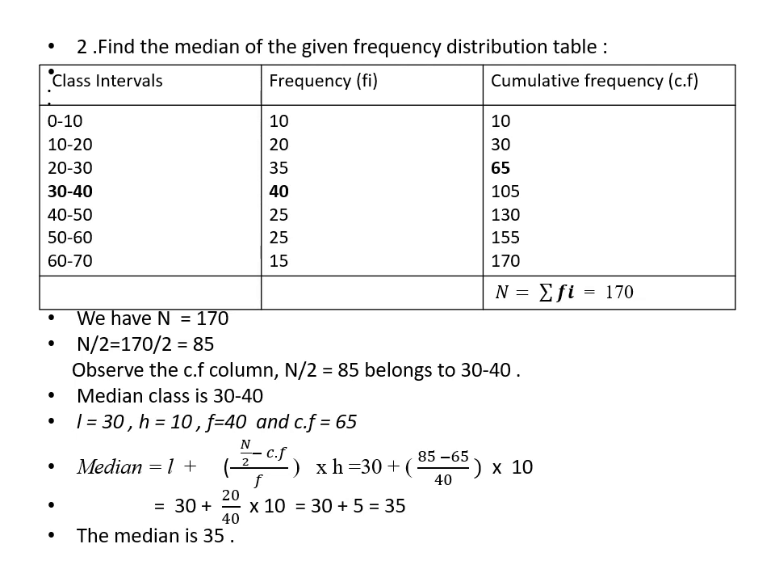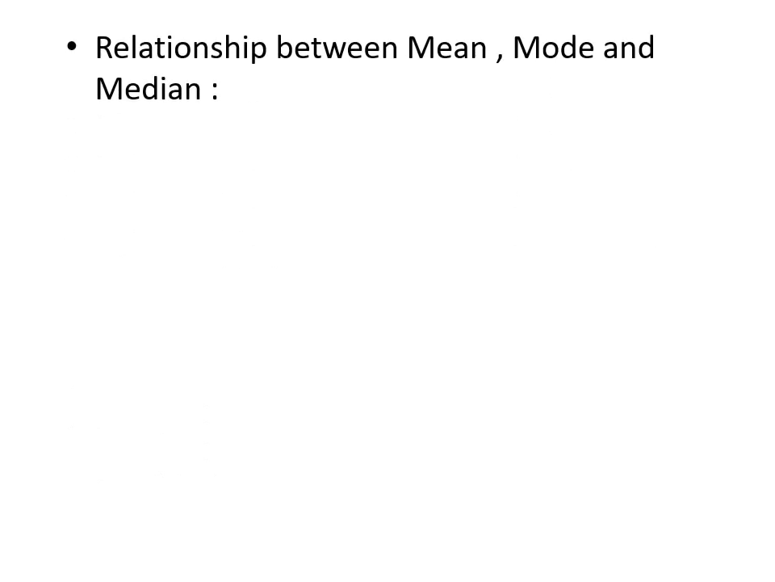This is how to calculate the median by using the formula for the grouped frequency distribution table. Now, after studying all three measures of central tendency, that is mean, mode and median, by using the different formulas, here is the relationship between mean, mode and median. 3 median equals 2 mean minus mode.